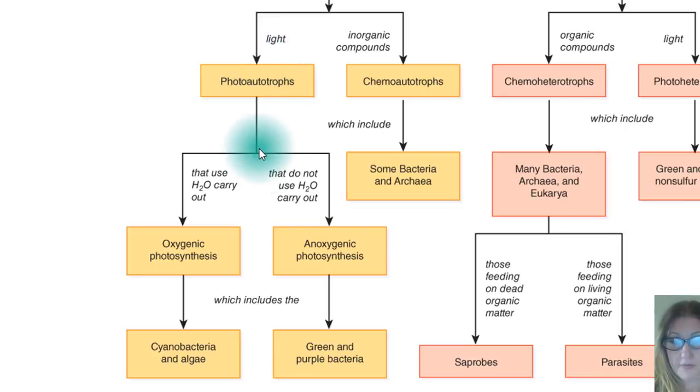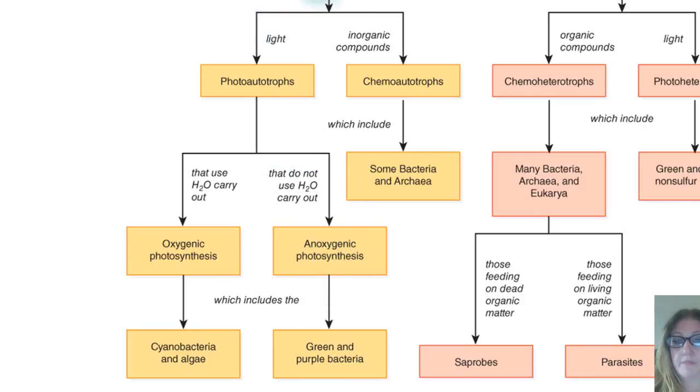Okay. Now we will continue down. And now we're going to have the ones that use water and the ones that don't use water. Okay. And we get our oxygenic and our anoxygenic. So some make oxygen and some don't during the process. The ones that do make oxygen, those are cyanobacteria that changed our atmosphere, right? And algae, which are eukaryotic. Algae are eukaryotic, cyanobacteria are prokaryotic. Now, our anoxygenic photosynthesizers would be green and purple bacteria, for example.